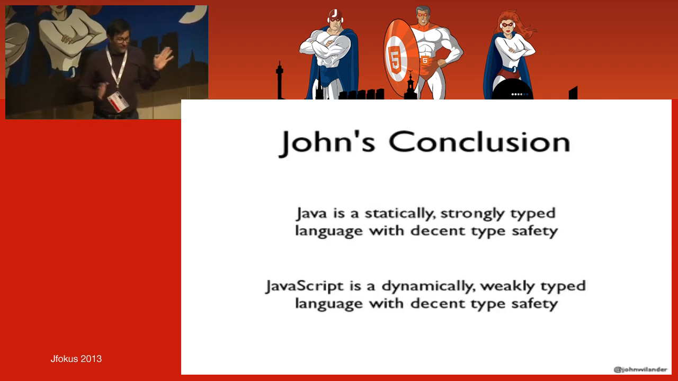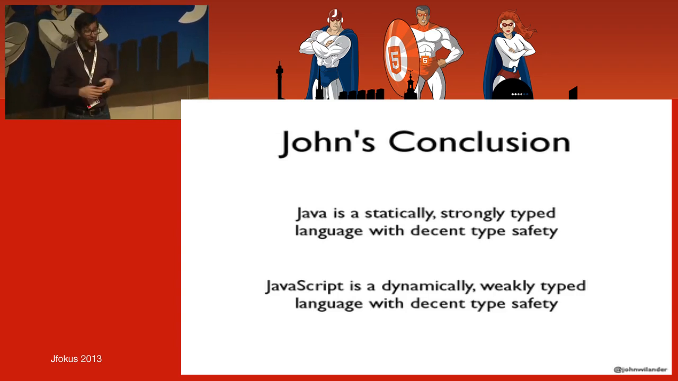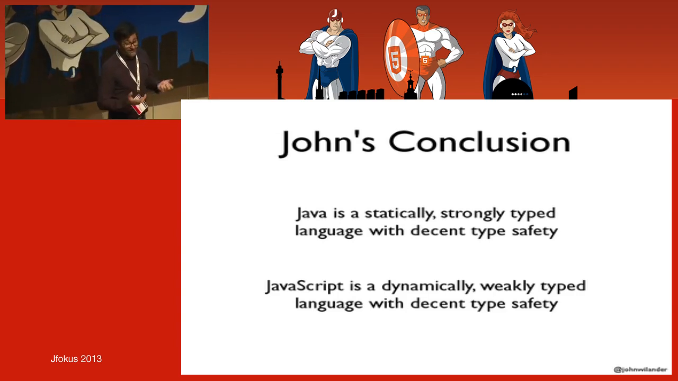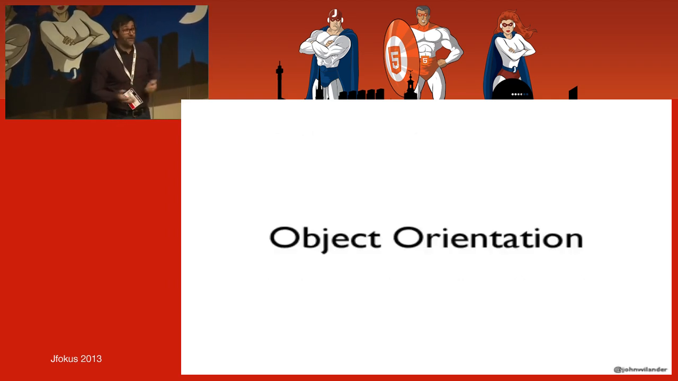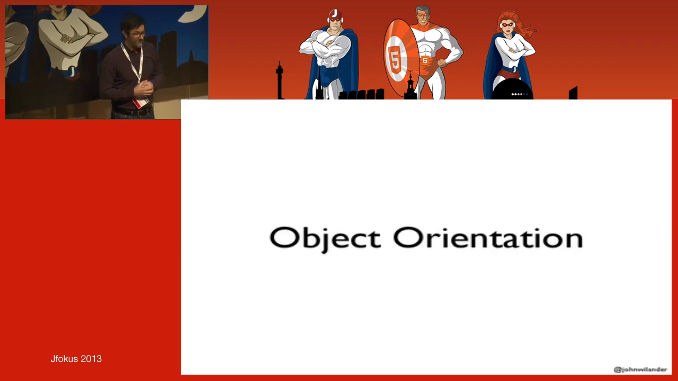So my conclusion of this is that Java is a statically, strongly typed language with decent type safety. And JavaScript is a dynamically, weakly typed language with decent type safety. This means that you don't have to be worried about this. Weak and dynamic is okay. You can produce Turing-complete programs with this language.